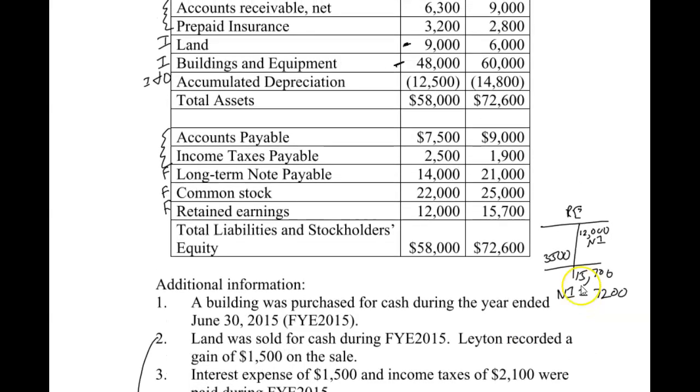It says building was purchased for cash during the year. Once again, if we look up here, we can see the building and equipment account changed by $12,000. So let's just do a quick reconciliation of that account. We start with 48,000, and we end with 60,000 in that account.